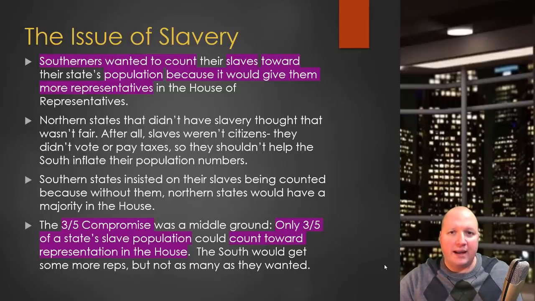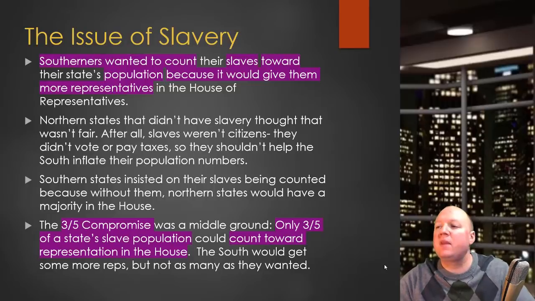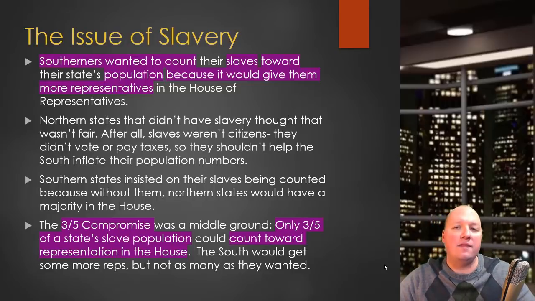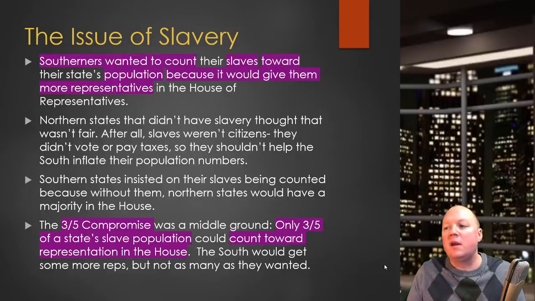So what they're saying is, yeah, our slaves, they're not citizens. They don't get to vote. They don't really have freedom. But we still want to count them as people toward representation. And the North says, no can do. That's not fair. They're not citizens. They can't vote. They don't pay taxes. They don't have freedom. You can't count them toward your total population so you get more reps. You're cheating. And the Southerners say, well, either let us count our slaves as people toward our population so we get more reps, or we're not going to agree to this Constitution and we'll just go start our own country.